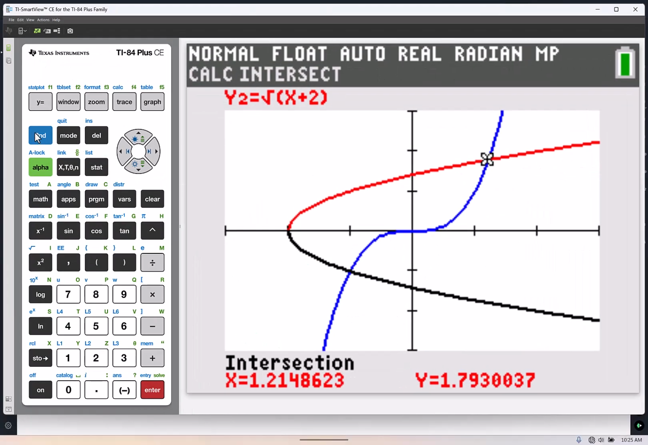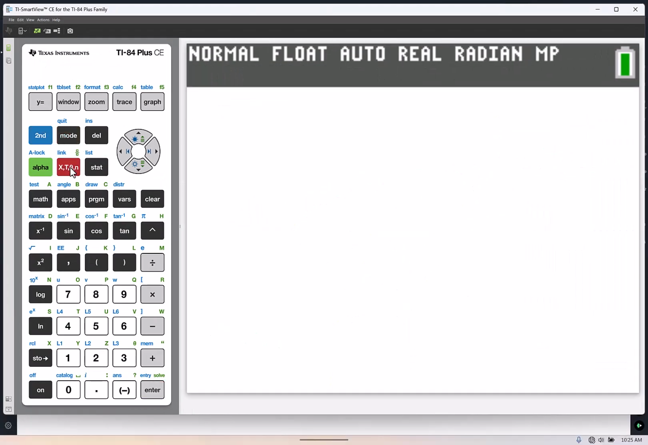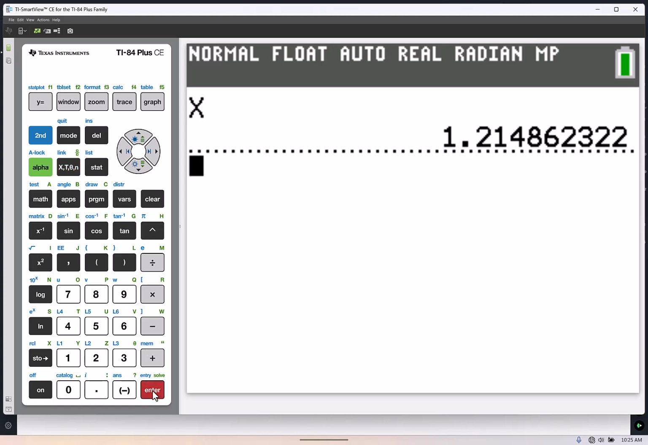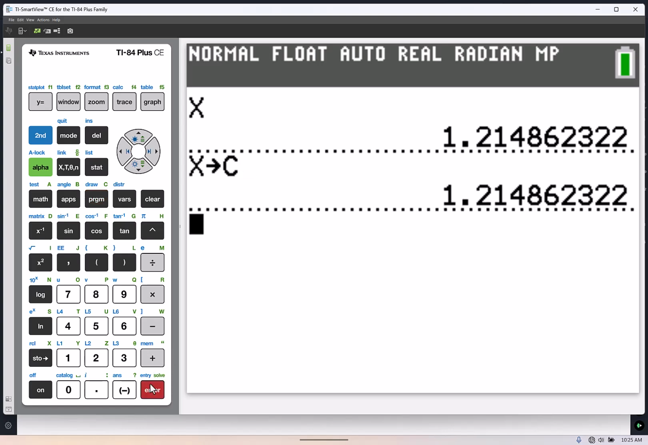How do I do that? Go to the home screen. If you push X, look, there it is, because right now it's saved in that register. So I'm going to go X, store, and what letter am I going to use? C. Every time I use C, that's going to be the value on my calculator. Isn't that cool? Wait, no.